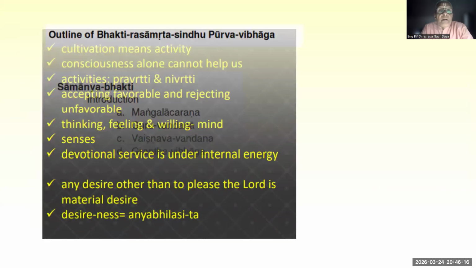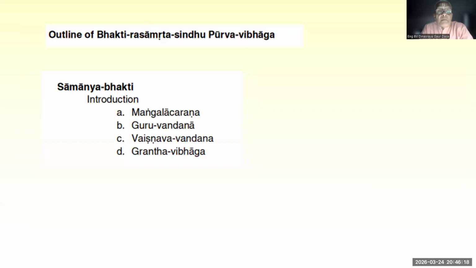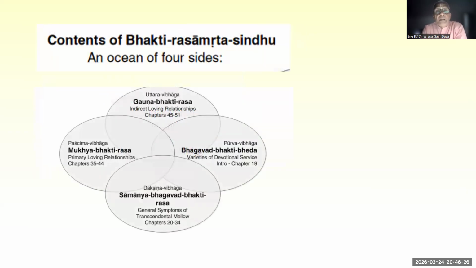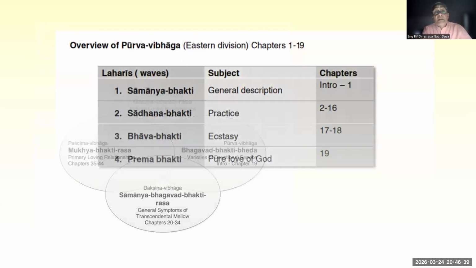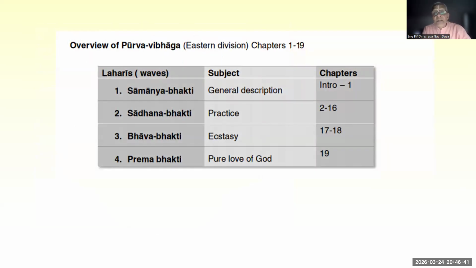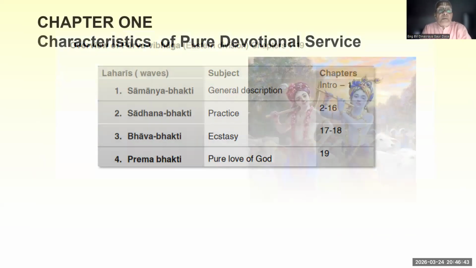Now, coming to the Samanya Bhakti part, which is part of the introduction, it has 4 sections: Guru Vandana, Vaishnava Vandana, Granth Vibhag, and Mangalacharan to begin with. The contents are divided, as I told you just now, into 4 sections. The Purva Vibhag is meant for us. The Dakshin Vibhag, Pashchim Vibhag, and Uttar Vibhag are meant for senior devotees who are elevated. This is the description and distribution of Purva Vibhag.